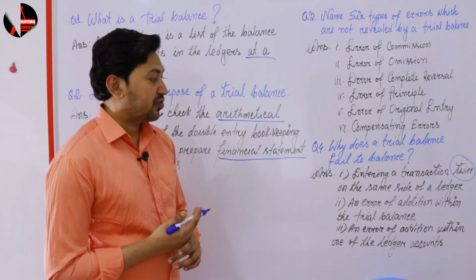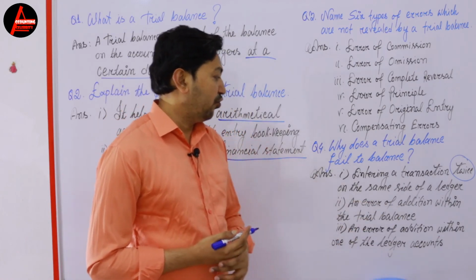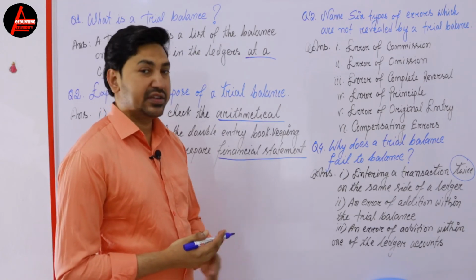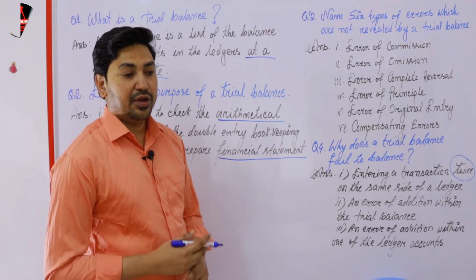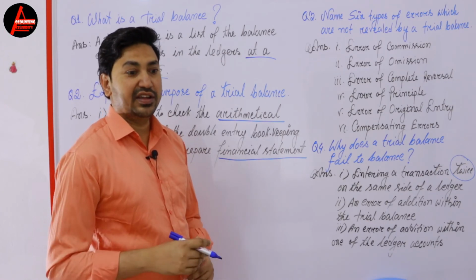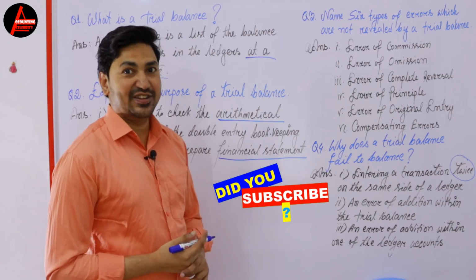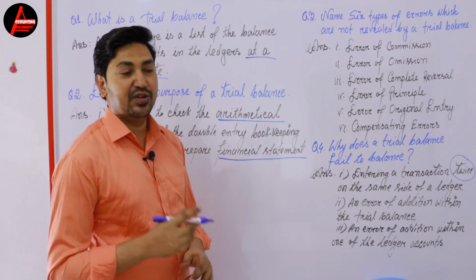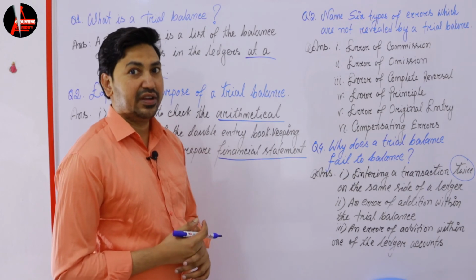Okay, next one is an error of addition within the trial balance. So this is very silly mistake. You have trial balance, you wrote everything correctly, but when you calculate, you made mistake. Calculation is not correct. In this case, your trial balance will not be balanced. Okay, so be careful when you prepare the trial balance. Your calculation must be correct.